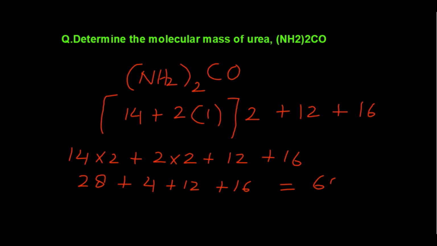So what is the molecular mass of urea? The molecular mass of urea is 60 atomic mass unit. I hope this is clear. Now we will see the next question which is given.